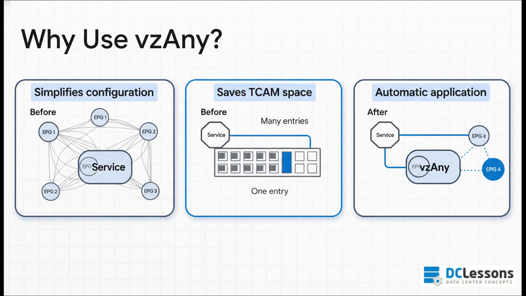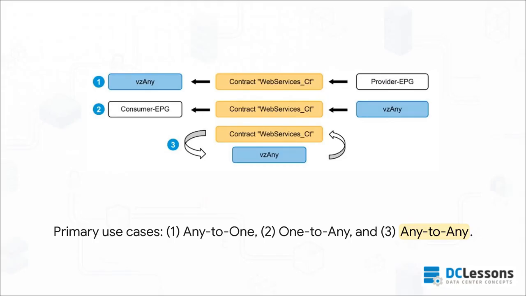No extra work needed. And this diagram breaks down the three main ways you'll see DCACI used. First is any-to-one, which is that classic shared service model we just talked about. Second is one-to-any, the reverse. Maybe you have a monitoring server that needs to reach out to everything. And third, well, there's any-to-any. This lets all EPGs in the VRF talk freely to each other. Now, you've got to be careful with that one, right? It kind of defeats the purpose of zero trust if you're not careful, but it definitely has its uses.